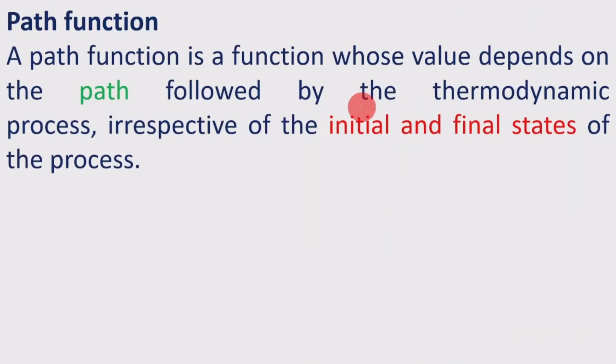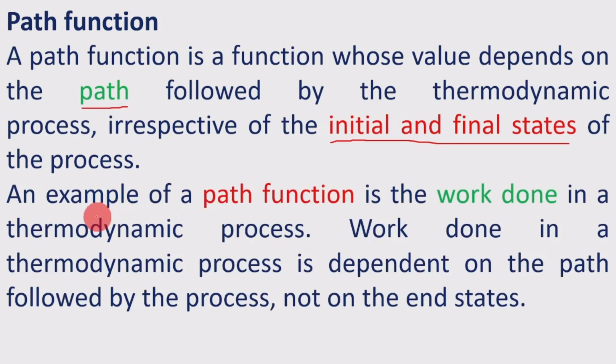Firstly, I will take the path function. A path function is a function whose value depends on the path followed by the thermodynamic process, irrespective of the initial and final states. Whatever the initial and final states may be, the function which depends on the path followed during the process is called a path function of the process. An example of a path function is the work done in a thermodynamic process. Work done in a thermodynamic process is dependent on the path followed by the process, not on the end states.